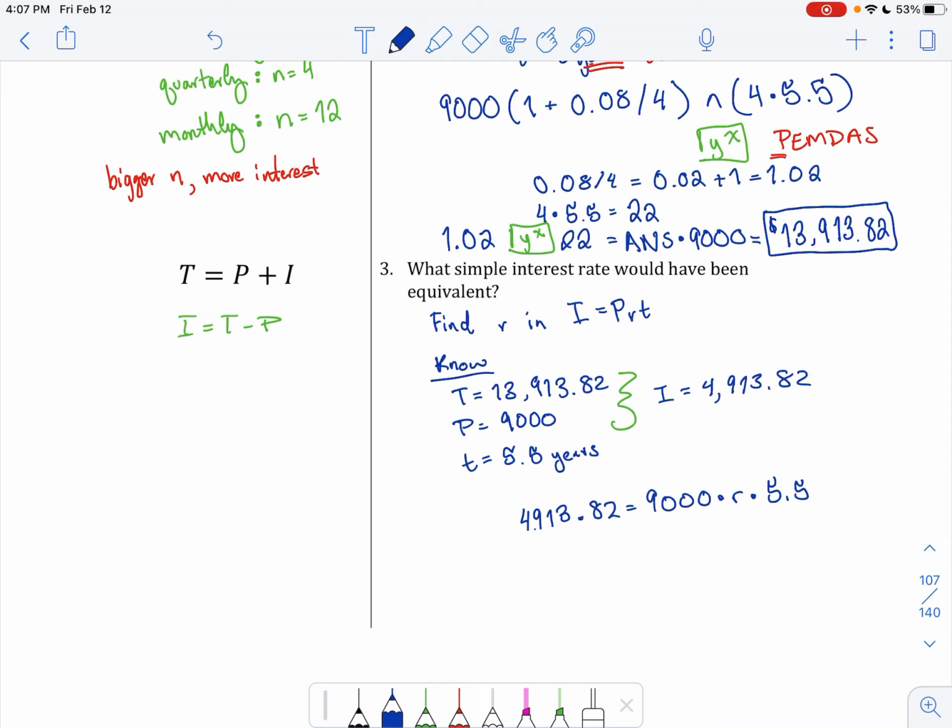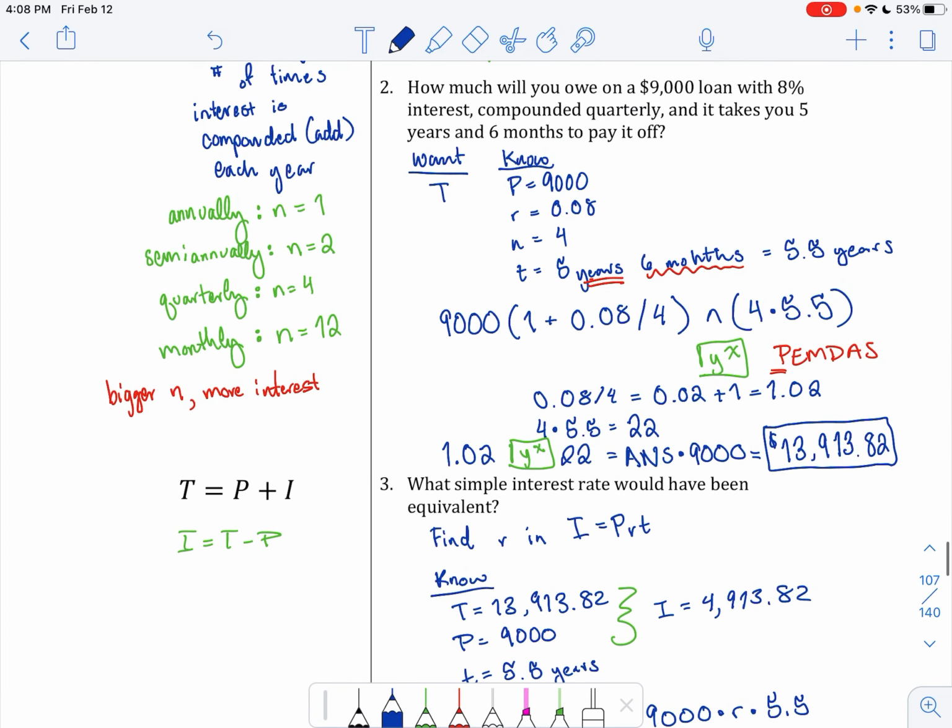Multiply these two together, and we can then divide over. So 9,000 times 5.5 on our calculators is 49,500. Then 4,913.82, divide each side by 49,500, and you get 0.099 for R. So that would be 9.9% as the similar rate.